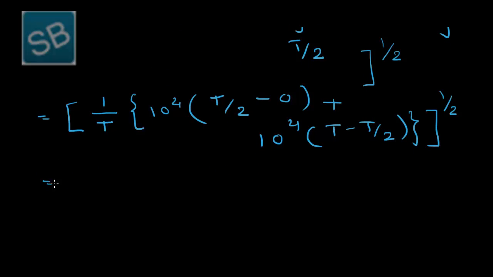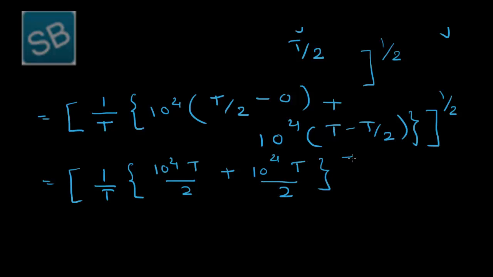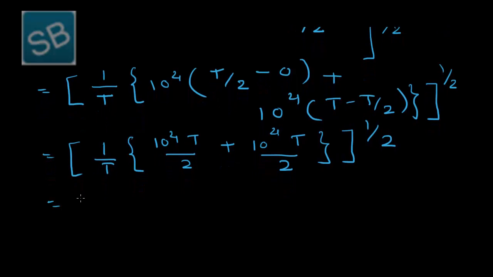Now let's simplify this. 1 over T into 10 to power 4 T by 2 plus, here T minus T by 2 is also T by 2, and here both brackets are over and 1 by 2 is there. That is equal to 1 over T. This is actually 2 times 10 raised to 4 T by 2.